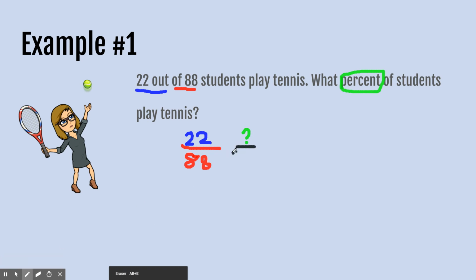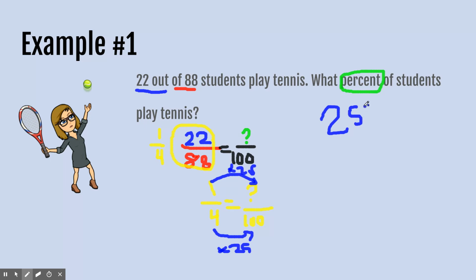Okay, so you can either solve the proportion, you would have to simplify 22/88. So you can actually simplify that by 22, because 22 times 4 is 88. So that would be 1/4. Okay, and you can use that as your equivalent ratio to make your proportion to solve. And so 4 times 25 is 100. 1 times 25 is 25, of course. So this would be 25% of the students are playing tennis, if 22 out of 88 of them are playing tennis.